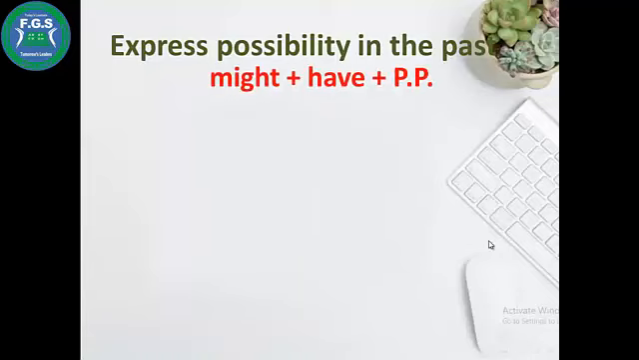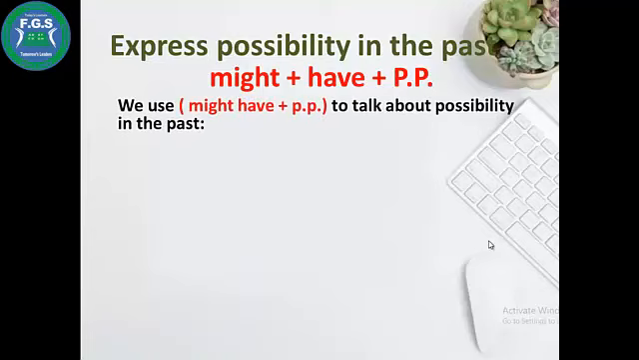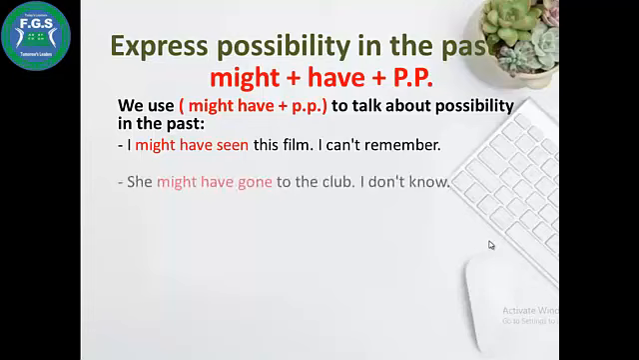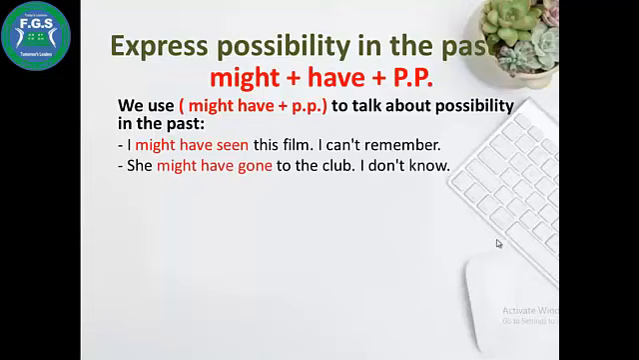We use might plus have plus the past participle to talk about possibility in the past. For example, I might have seen this film. I can't remember. She might have gone to the club. I don't know.